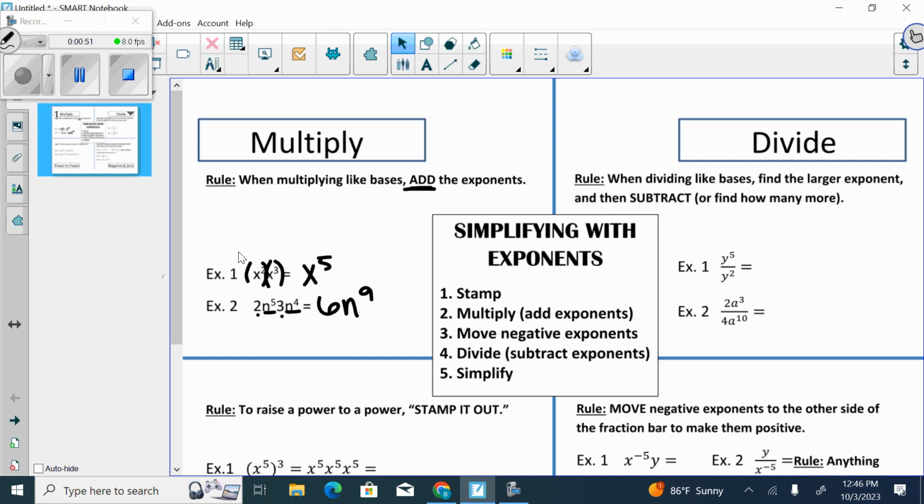Okay. Our second rule was about dividing. Whenever I divide, what do I do with my exponents? Subtract them, right, just like it says here. Whenever we are dividing, we subtract.